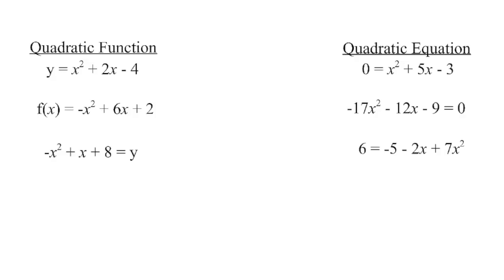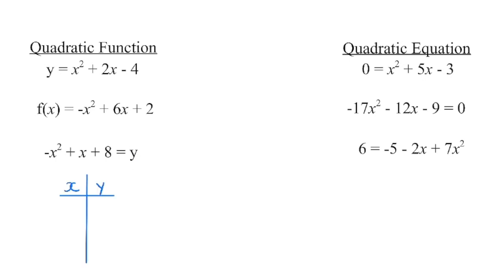Left-hand column, we have examples of quadratic functions. On the right-hand column, we have examples of quadratic equations. What do you think makes the functions a function versus the equations an equation? One side of a function is a variable. That allows us to choose any value for x, substitute it into that function, and generate a corresponding y coordinate.